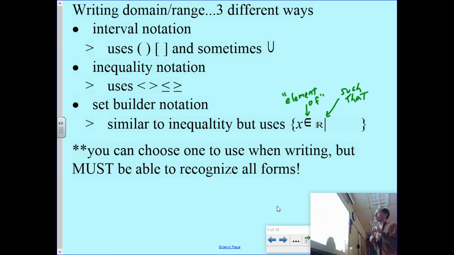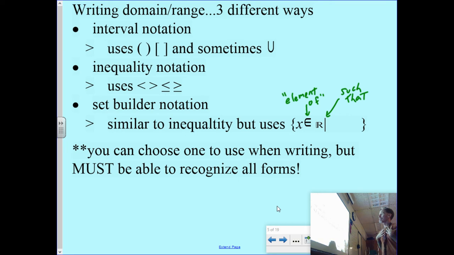So there's three different ways we can write domain and range. We can use interval notation, which is parentheses and brackets. There's inequality notation, which uses the less than or greater than signs, or less than or equal to, greater than or equal to. And then there's set-builder notation. The nice thing about set-builder notation is it's basically the same thing as inequality notation. It just uses these extra symbols. So it's got that little squiggly bracket, and then x is an element of, that's what that symbol means, real numbers, the vertical line means such that, and then your inequality goes after that, okay?